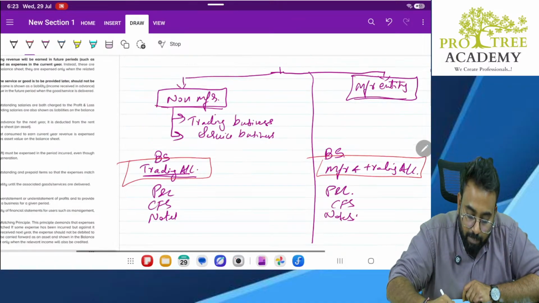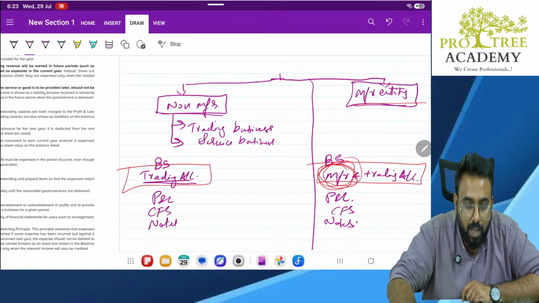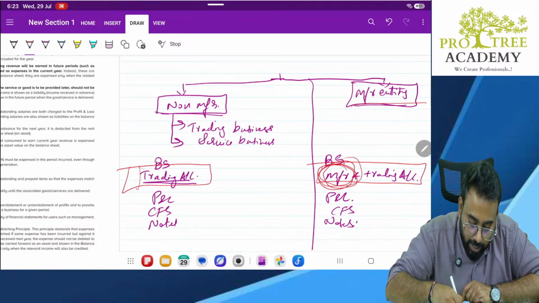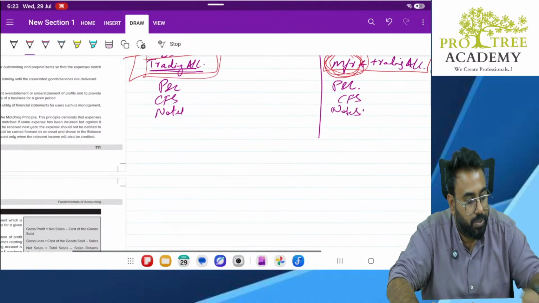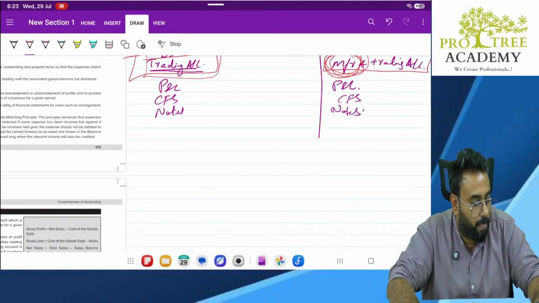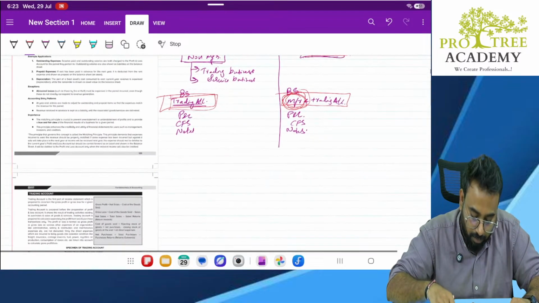Understanding? Under manufacturing, there is one extra account prepared, that is the manufacturing account. Under non-manufacturing, only the trading account is prepared. Everybody is following? Any doubts? If you have any doubts, please let me know. I'll clear it. I hope it is clear. Okay.